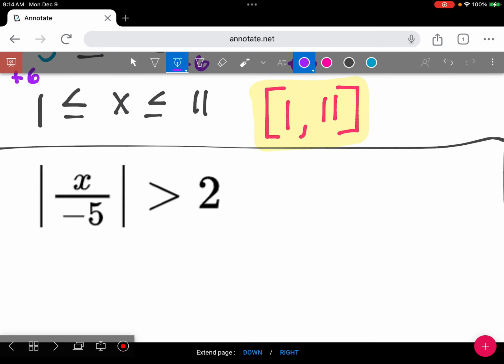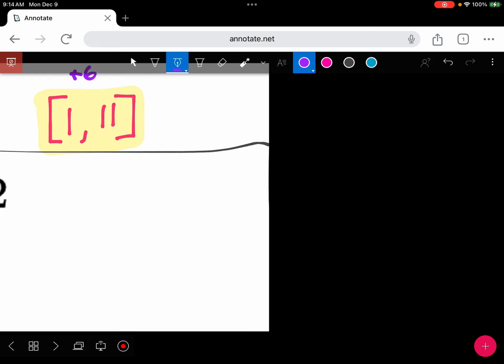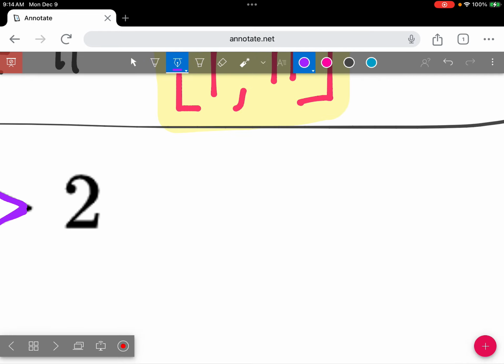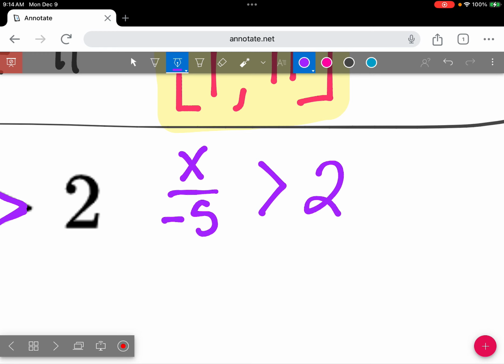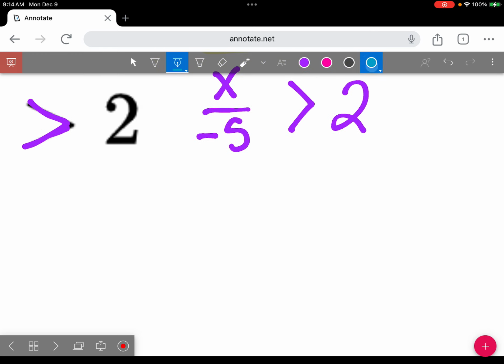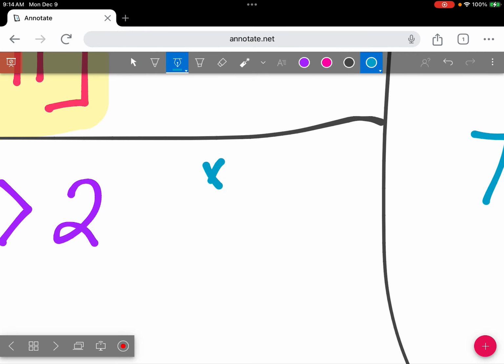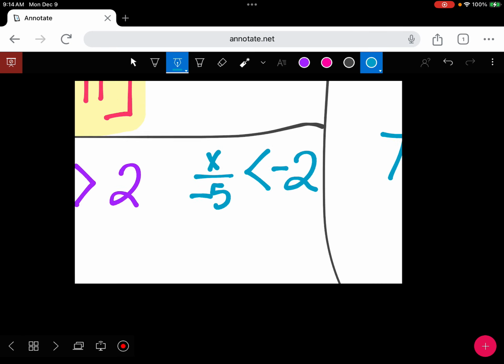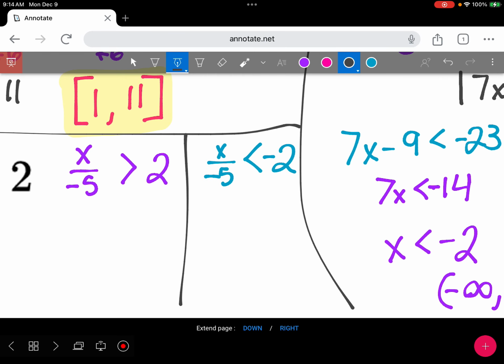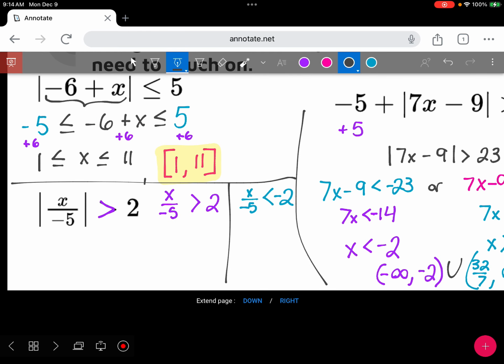So since we have a greater than, we're going to set this up as two inequalities where I'm going to have my x over negative 5 might exactly be greater than 2. Totally fine, might be the thing. Or my x over negative 5 might need to be less than negative 2. So those are my two little situations we have here.